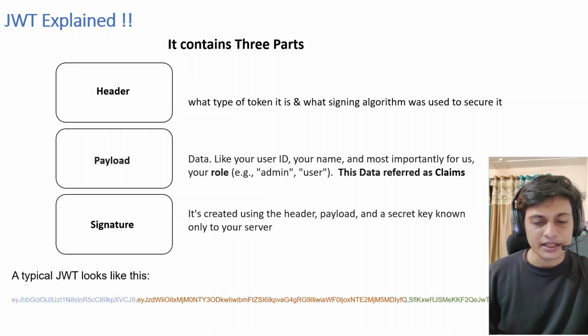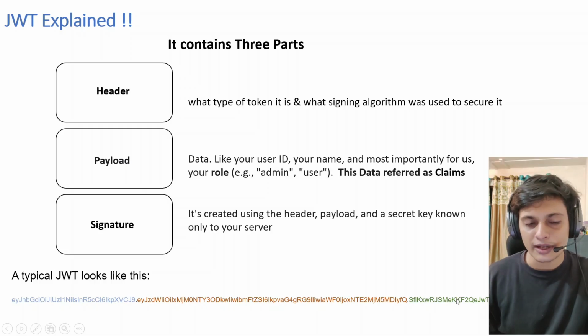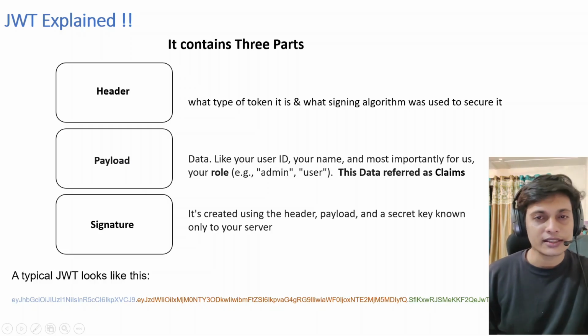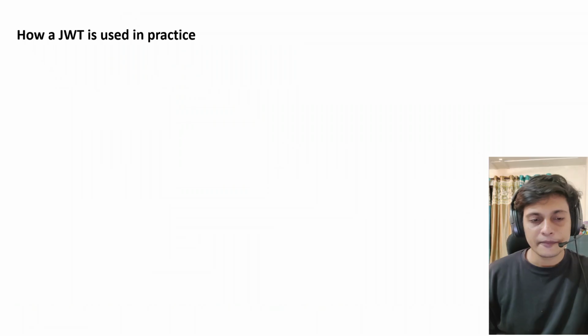Okay, so this is the JWT, and it looks something like this. It contains these three parts. The blue one is the header, the orange one is the payload, and the green one is the signature. The signature is known to your application only. So this is the JWT in a nutshell.